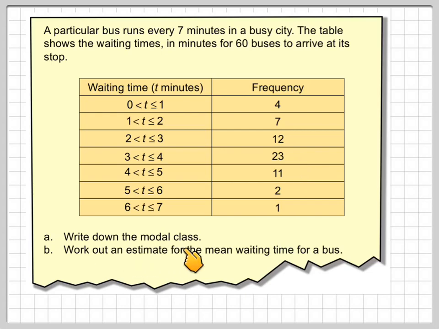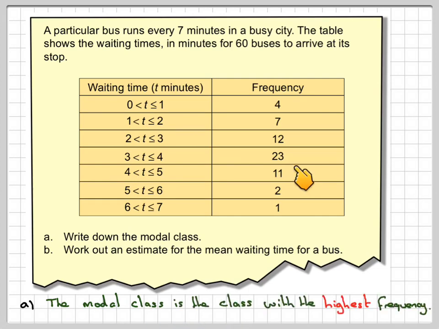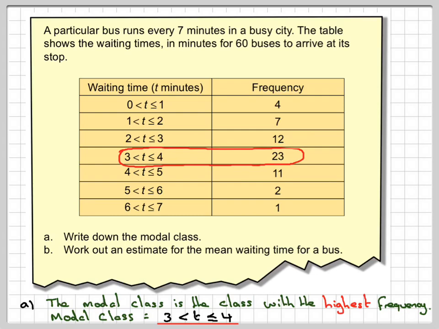It says write down the modal class and work out an estimate for the mean waiting time for a bus. So the modal class is the class with the highest frequency. So the class with the highest frequency is this one here. Right, so the modal class will be from 3 to 4. So the modal class is between T being between 3 and 4.